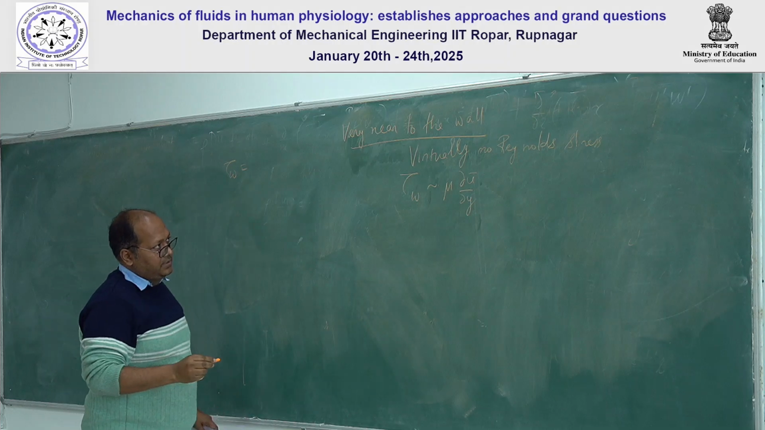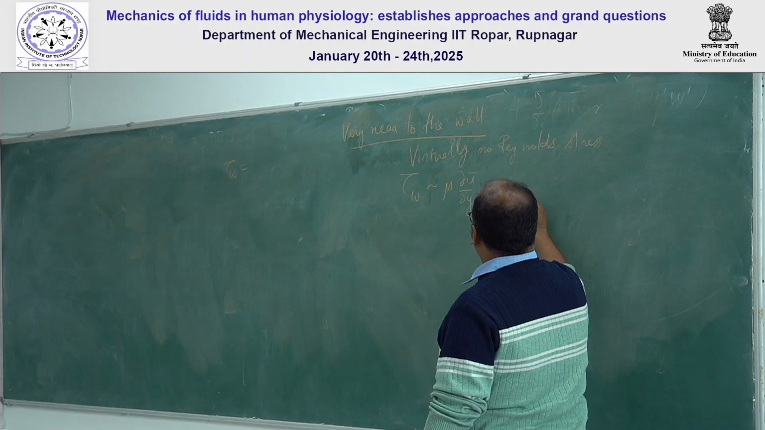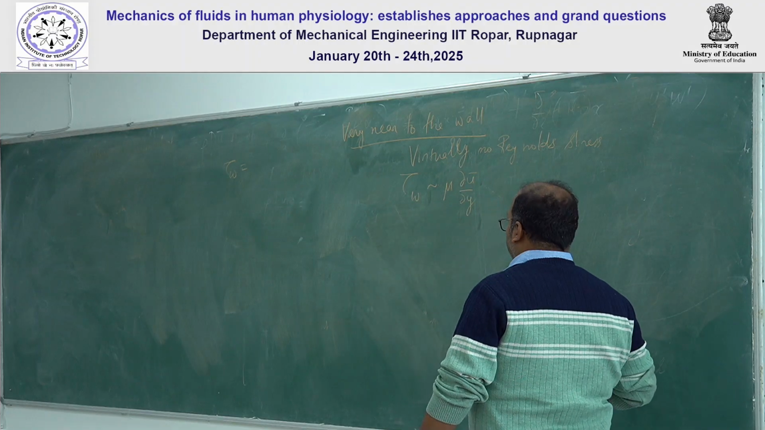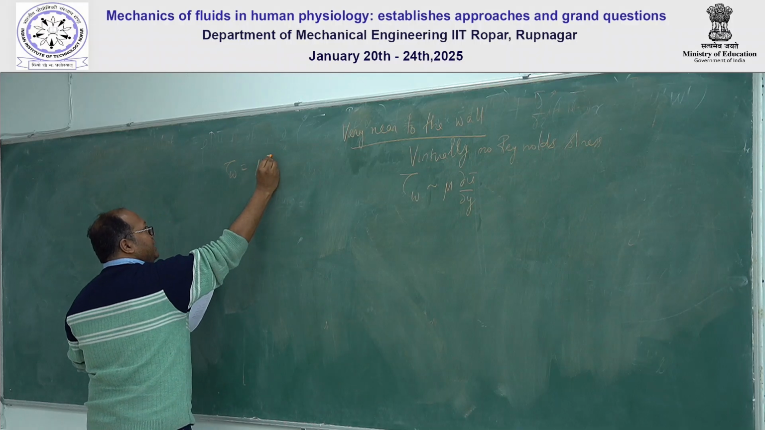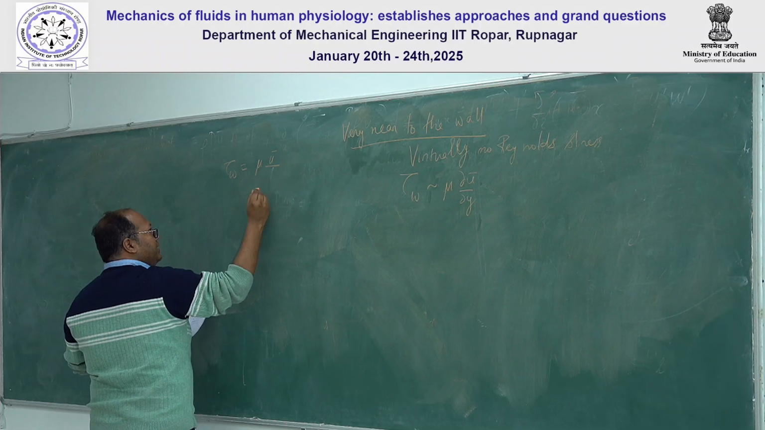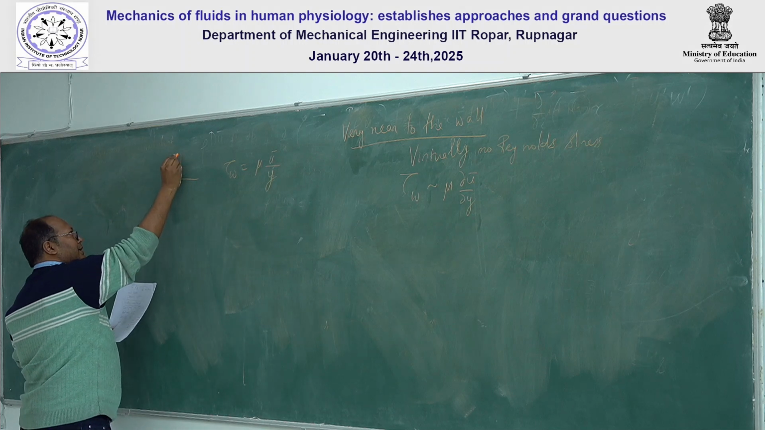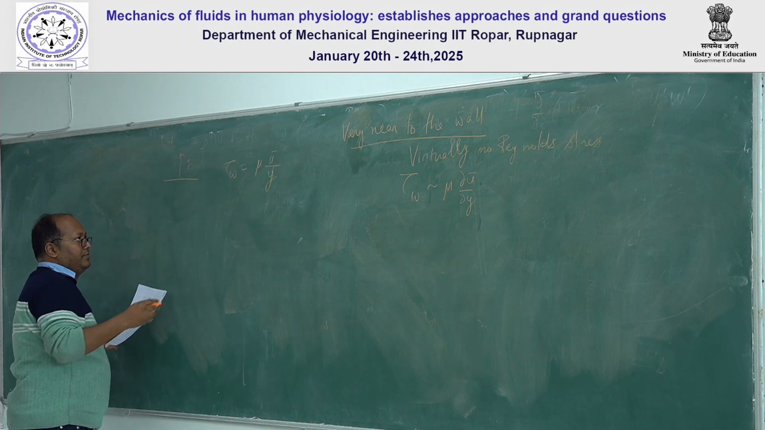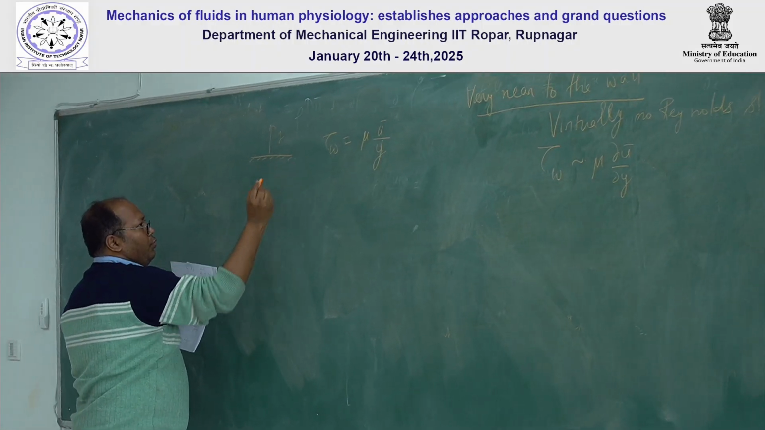So this is very near to the wall. Let's say if we take a simplistic assumption that u is varying linearly with the wall, we can write tau w equal to mu into the mean velocity component by y. y is again in the y direction. So this is the y. Okay.